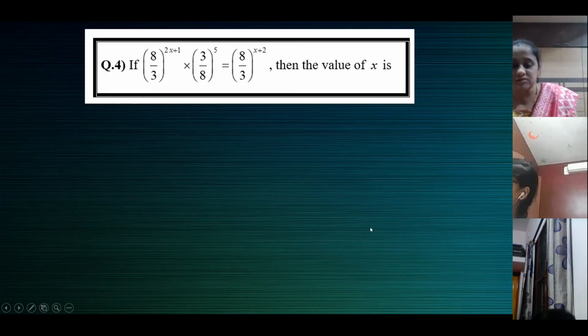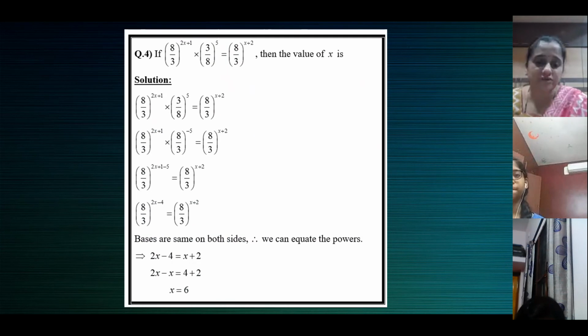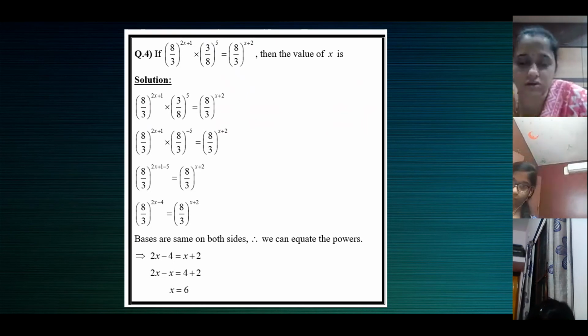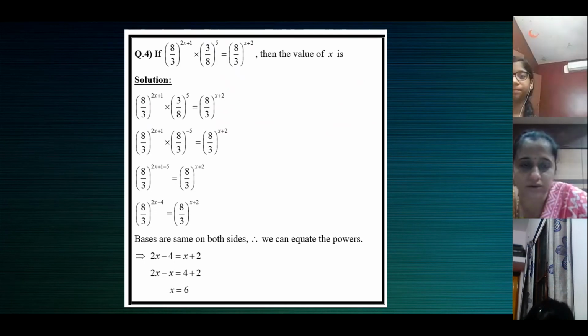Okay, it's time to see the answer. Yes, you're right. Swati is right. 6 is the correct answer. You have changed the base to 3 by 8 or 8 by 3, Swati? 8 by 3, ma'am. Okay.